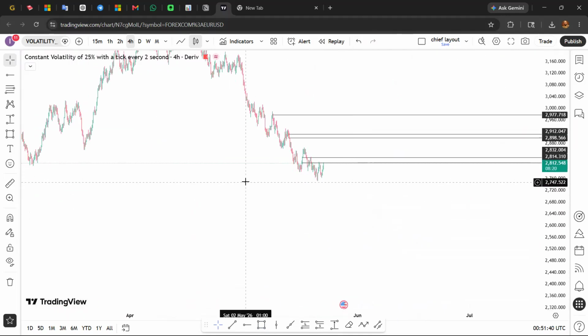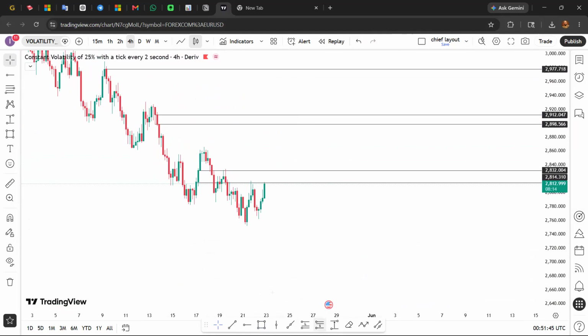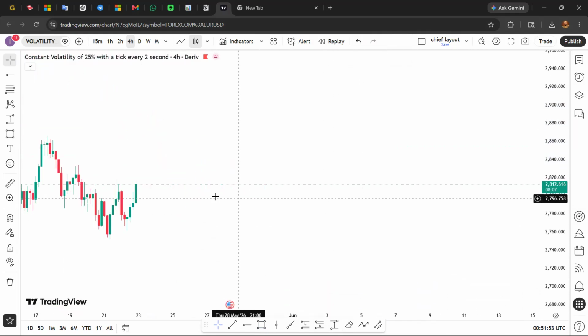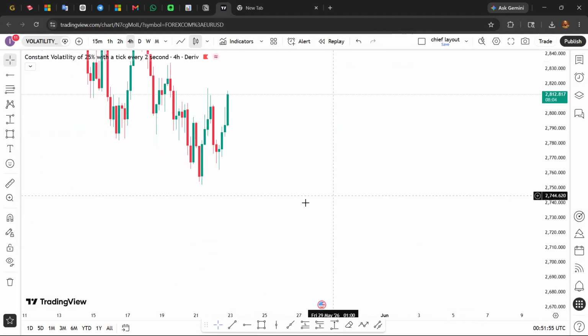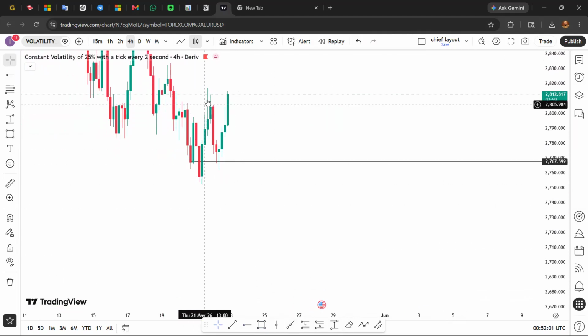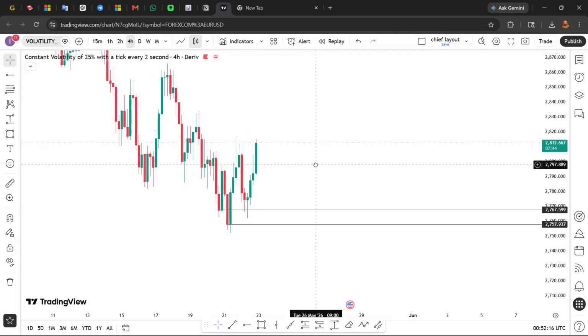I'm a very practical person, so let me delete all these ones. So, as you can see, this is a support level, right? Now that the market has used that zone, this zone is no longer fresh for us to use again. So the only fresh level we have is this support level that has not been used or mitigated, as the case may be.